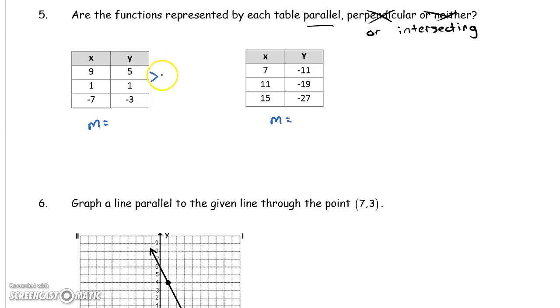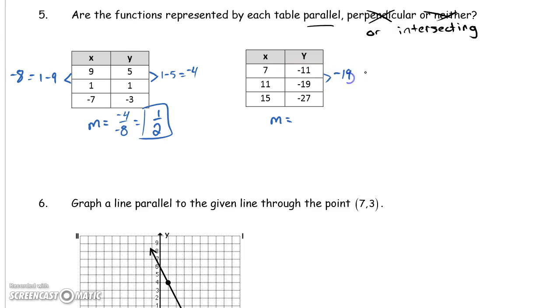Okay, my change in y here is 1 minus 5. That's y2 minus y1. That's a -4. My change in x is 1 minus 9. That's x2 minus x1. That's a -8. So I have a -4 over -8, which simplifies to 1/2. I'm going to compare that slope to the slope for my second table.